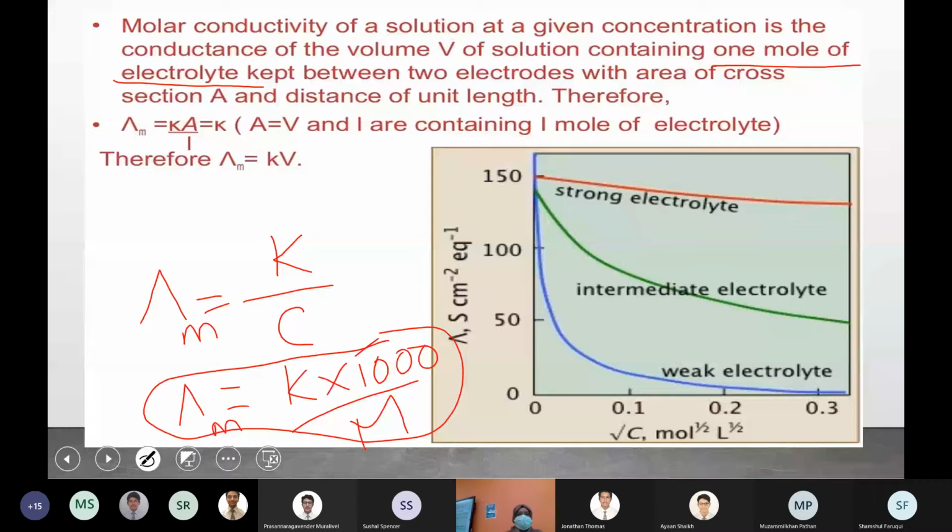That is why the final equation is lambda m equal to K into V, where V is the volume containing 1 mole of electrolyte. That is what molar conductivity is. You are measuring the conductivity for 1 mole of electrolyte. The measurement is done in a conductivity cell, but this time the amount of electrolyte should be specified as 1 mole of electrolyte.